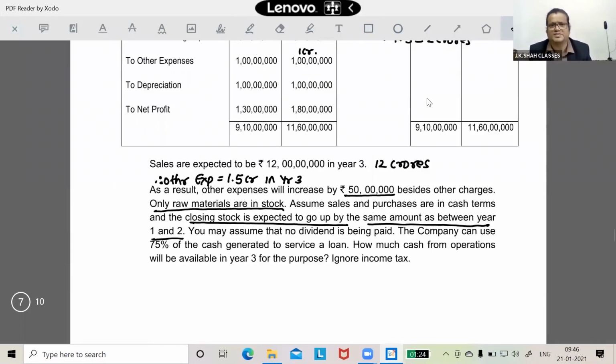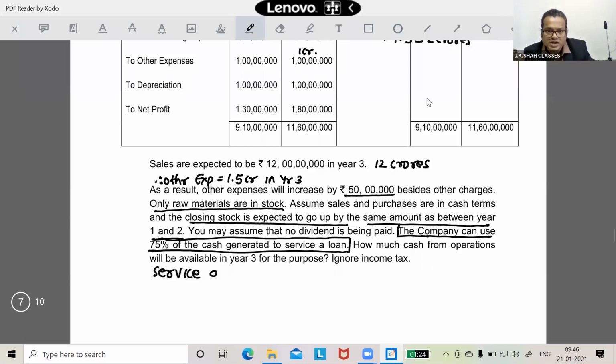Assume that no dividend is paid. Fine, now no dividend paid. Company can use 75% of the cash generated to service a loan. Guys, there are 2 points to be understood. Number one, company can use 75% of the cash generated to service a loan. First of all, remember, service a loan means repay a loan. Service a loan means what? Repay a loan. 75% cash generated will be used for repaying the loan.